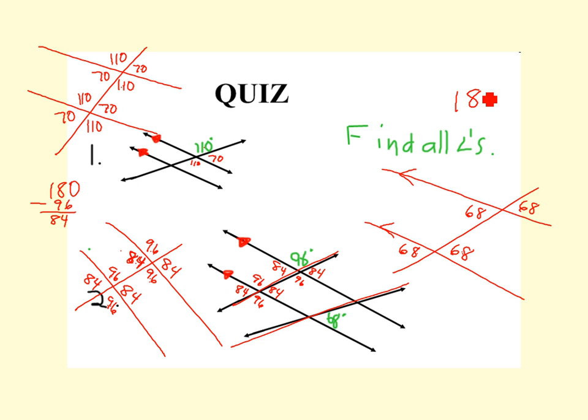If we take 180 minus 68, you get 112. So these two angles have to be supplementary, so that's 112. This angle is 112. This one and this one are corresponding angles, so it's 112. This one and this one are corresponding angles, so it's 112. We can fill all those in: 112, 68, 68, 112, 112, 112, 68, and that should be all the answers.